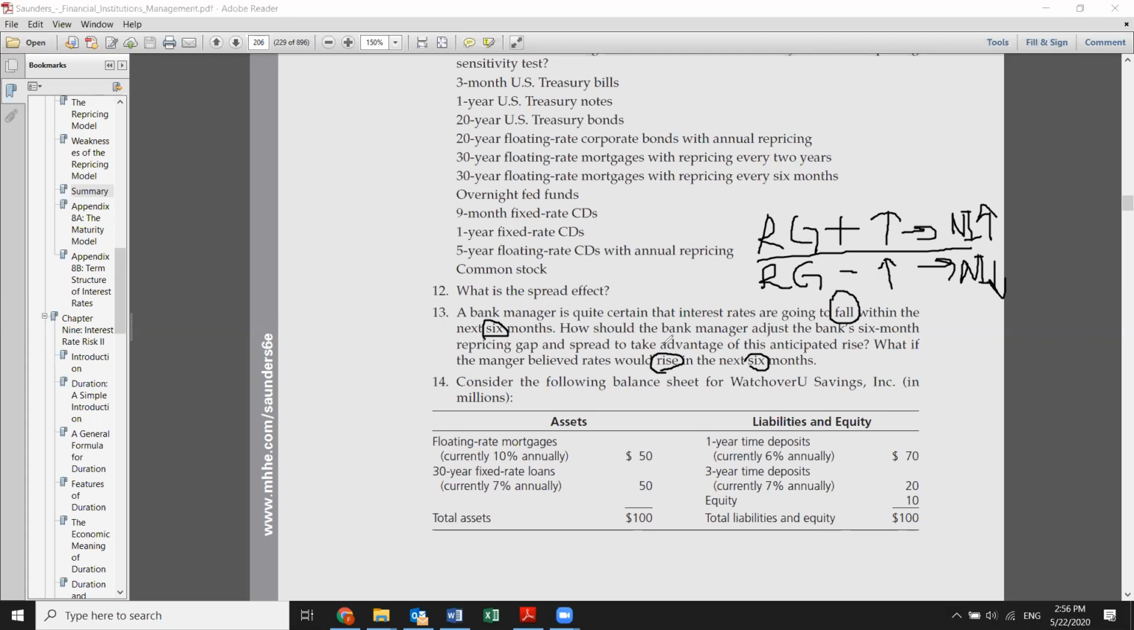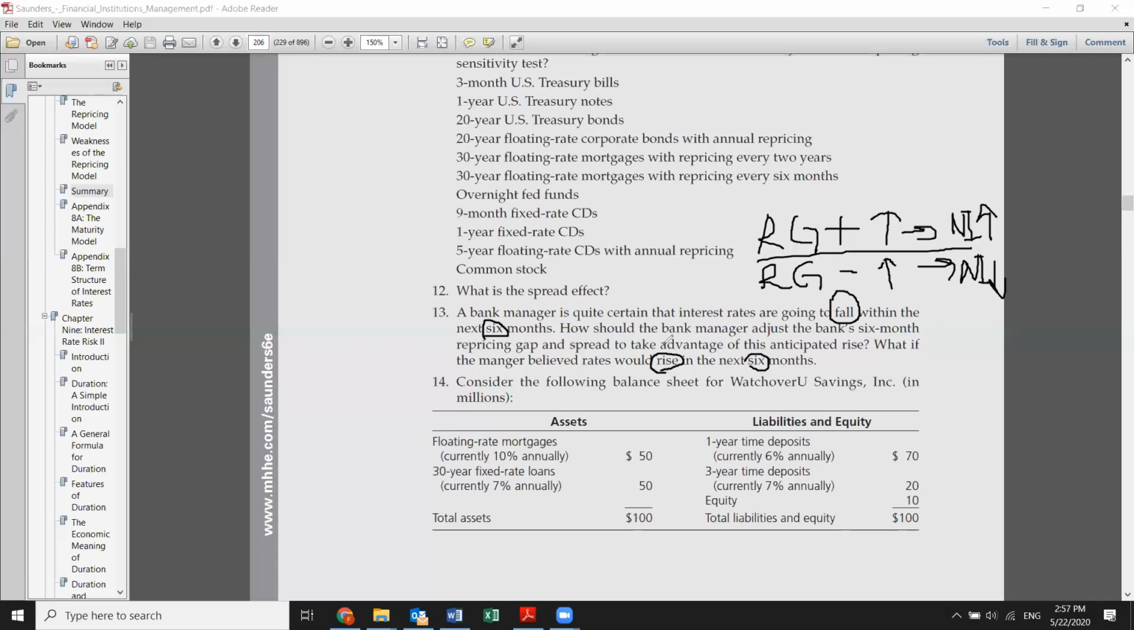So as a bank manager, if you expect that the interest rate is going to fall, you will try to restructure your balance sheet. You will try to make your repricing gap negative, because you want to increase your return. In this case, as the rate falls, interest income will fall by less than interest expense. That will increase the net interest income itself.